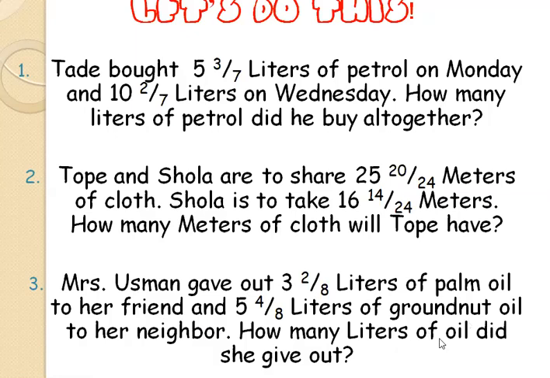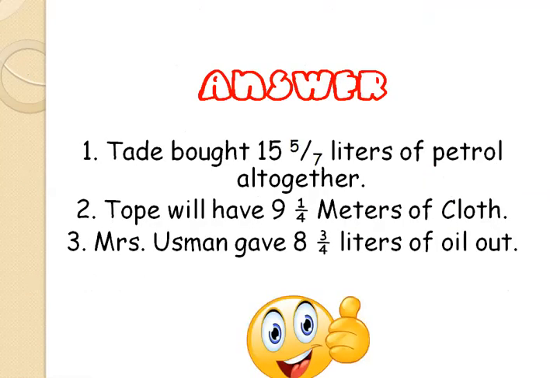How many liters of oil did she give out? Okay, so try this, and if you do it very well, you should get this answer. Sade bought 15 whole number 5 over 7 liters of petrol altogether. Tope will have 9 whole number 1 over 4 meters of clothes, and Mrs. Usman gave 8 whole number 3 over 4 liters of oil out. Okay, try this out and let's see if your answer is the same as mine.